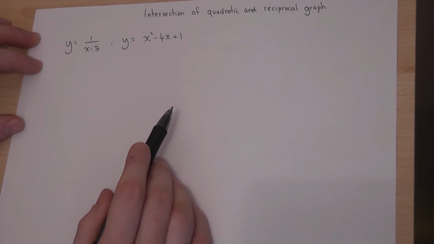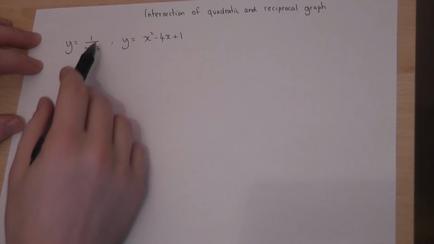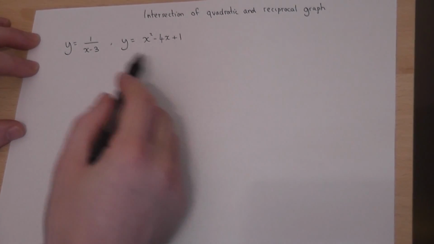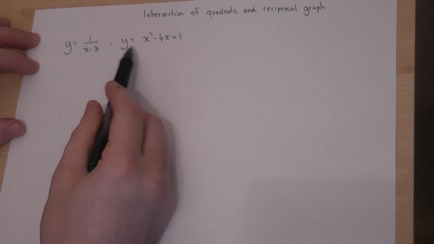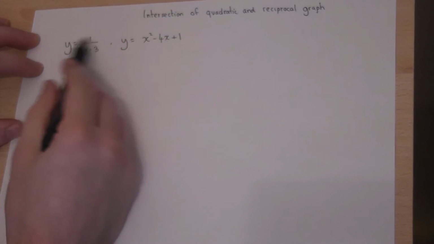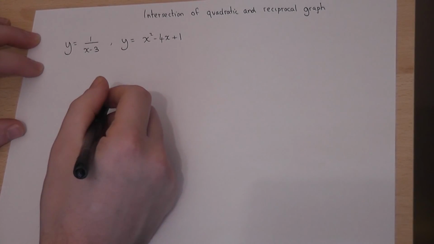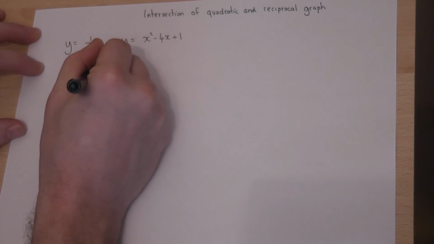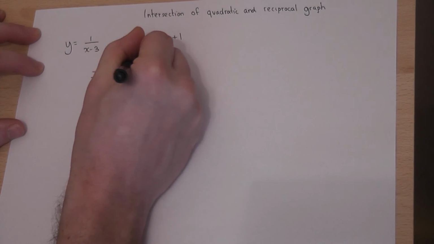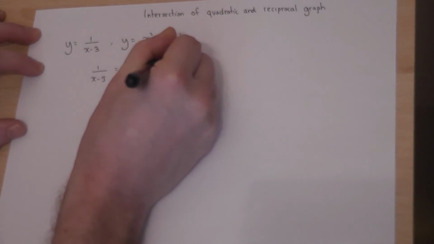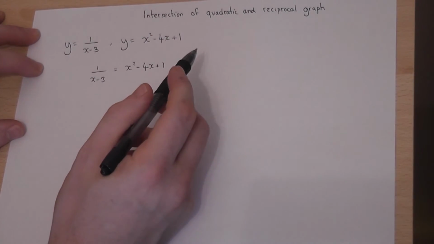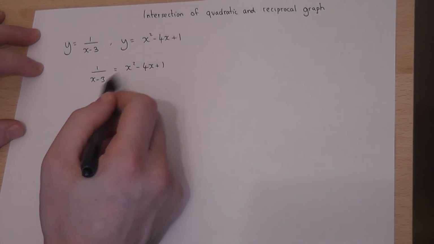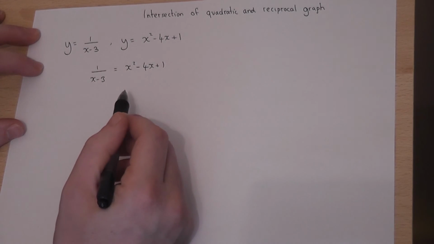This video looks at how we can solve where a reciprocal graph intersects a quadratic graph using simultaneous equations. Now, where these two graphs intersect, the y-coordinates must be equal. So therefore, at the point of intersection, we can say that 1 over x minus 3 must equal x squared minus 4x plus 1. So the two equations must be equal to each other. So therefore, I need to solve where these two equations are equal, i.e.